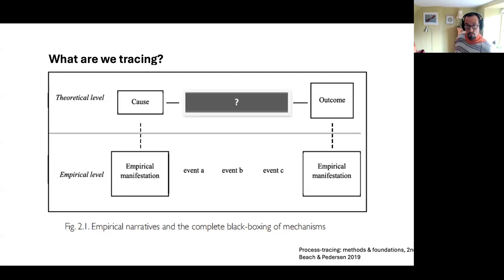Whereas with process tracing, our focus is on the black box. It's about trying to find how an empirical manifestation from event A went to events A, B, and then C, to the empirical manifestation of the outcome.